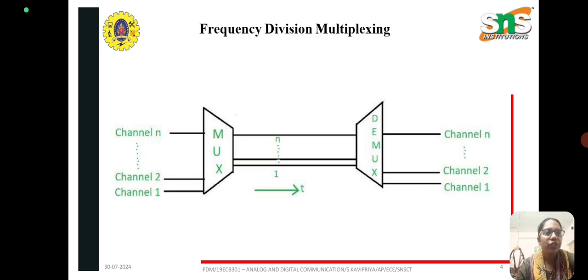In frequency division multiplexing, a number of channels are combined and transmitted. The channels are combined and transmitted through the multiplexer, and in the demultiplexer they are separated again. So we have multiplexing and demultiplexing here.